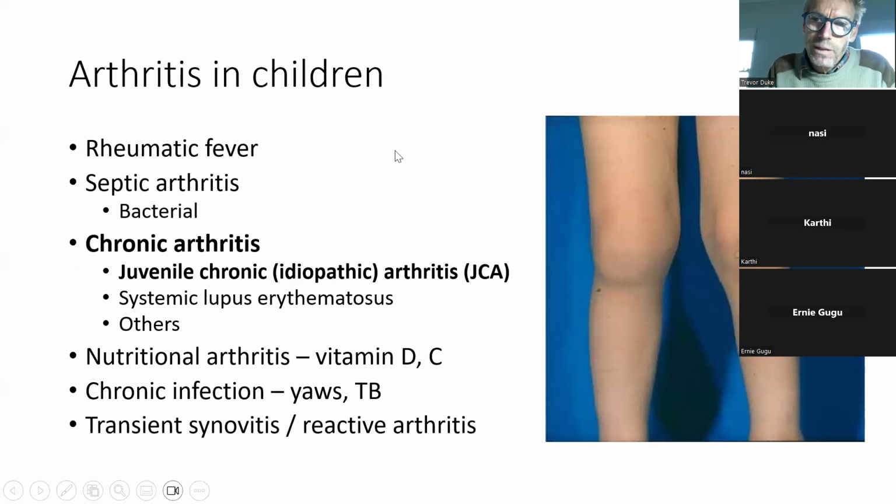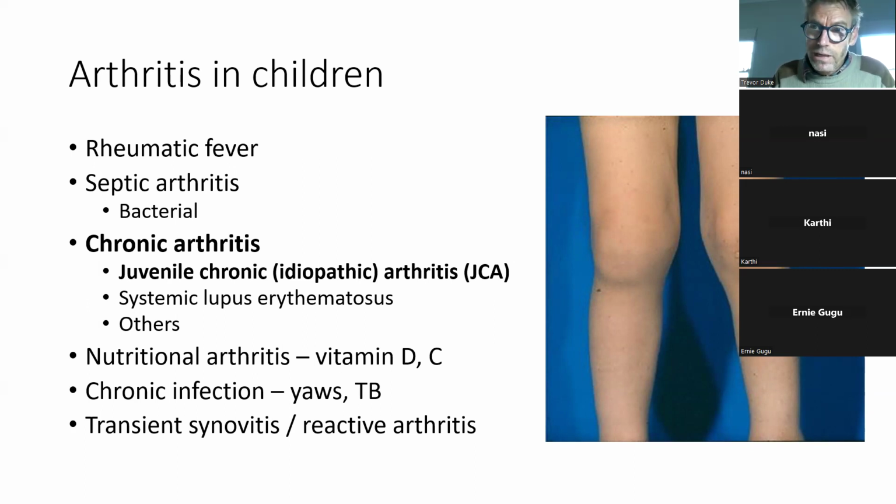So to go back and talk about arthritis in children, firstly, there's arthritis that's acute and there's arthritis that's chronic. Mostly today we're going to be talking about arthritis that's chronic. In terms of acute arthritis, we always have to think about rheumatic fever, and that can mimic some of the more chronic systemic arthritis illnesses that we will talk about today. And then septic arthritis, of course, needs to be distinguished from some form of chronic arthritis.